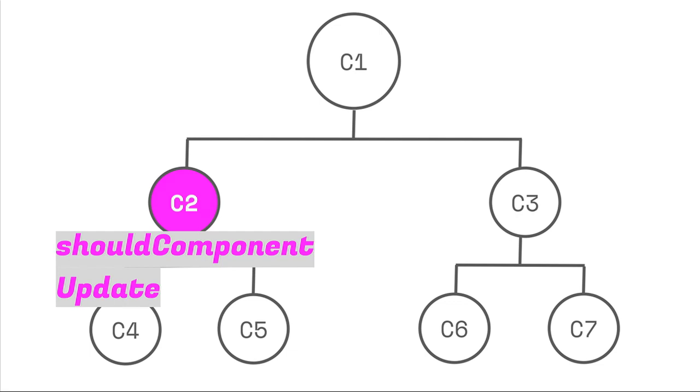So let's imagine that there's a change in C1, and in C2, we've got shouldComponentUpdate. Which of the children are going to re-render? Anyone can shout. C3, C6, and C7. Yeah. Okay, because shouldComponentUpdate is returning false, so it's stopping C4 and C5 re-rendering.